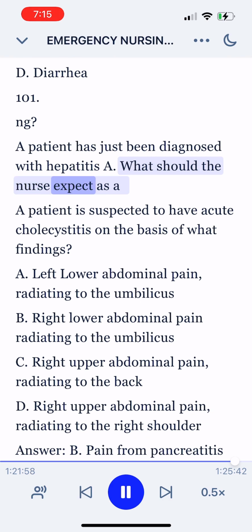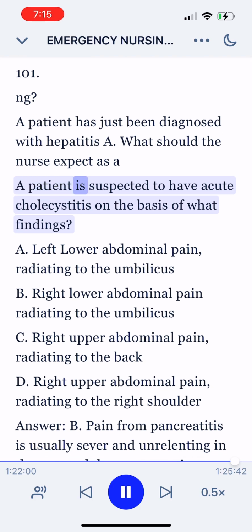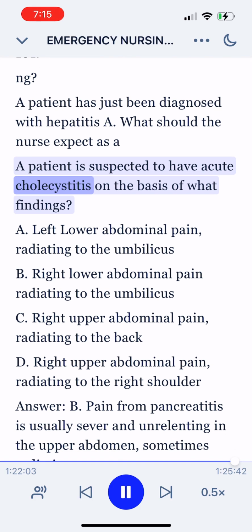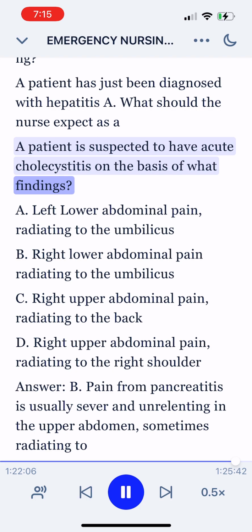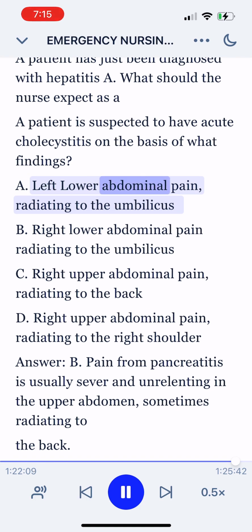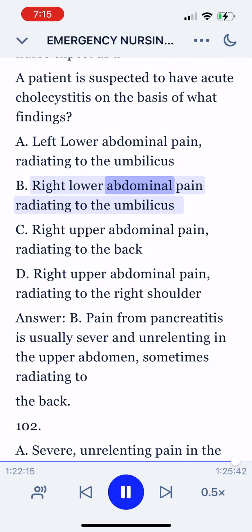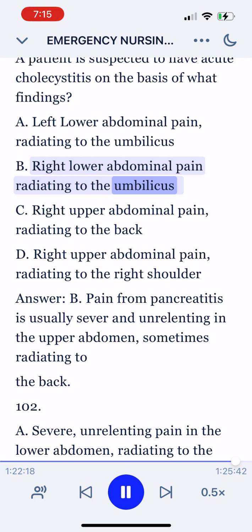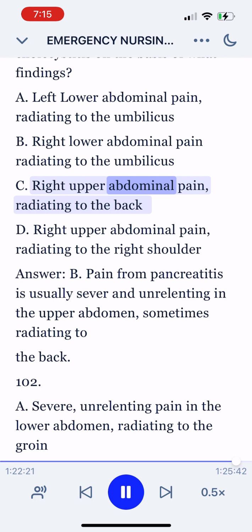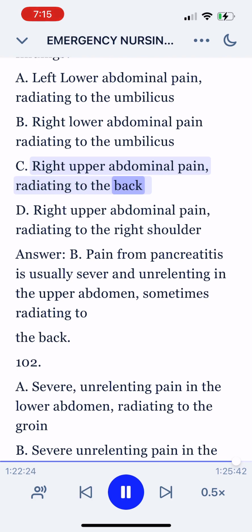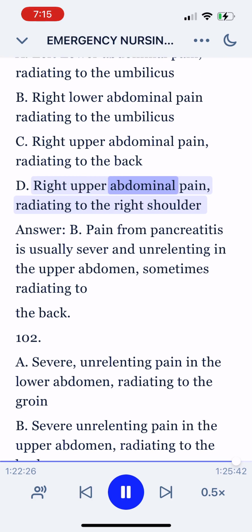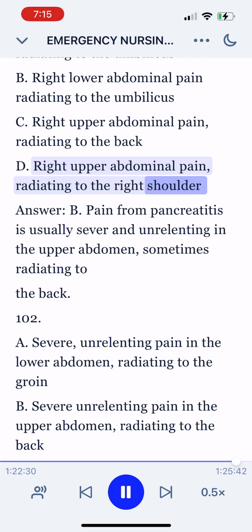101. A patient is suspected to have acute cholecystitis on the basis of what findings? A. Left lower abdominal pain, radiating to the umbilicus. B. Right lower abdominal pain radiating to the umbilicus. C. Right upper abdominal pain, radiating to the back. D. Right upper abdominal pain, radiating to the right shoulder.